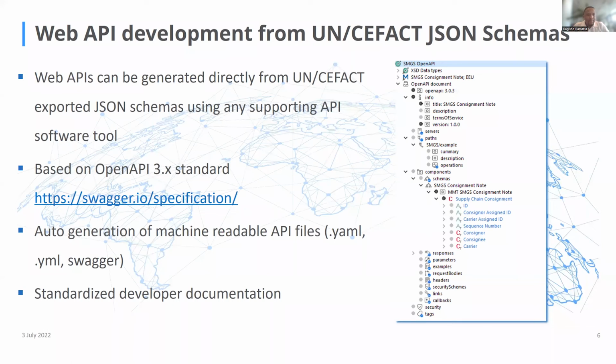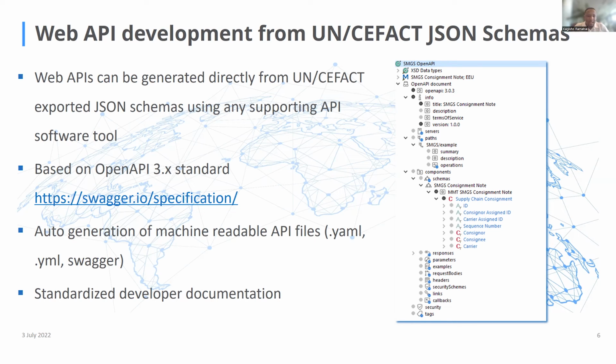After having created or exported or produced JSON schemas from this reference data model, web APIs can then be directly generated from these schemas using any supporting API software tool. And this development of the APIs is based on the OpenAPI 3 standards that is globally known, and more information about this could be found by clicking on the link that is provided below.